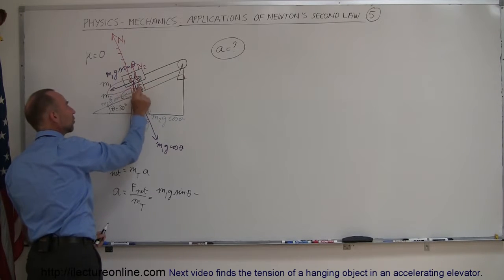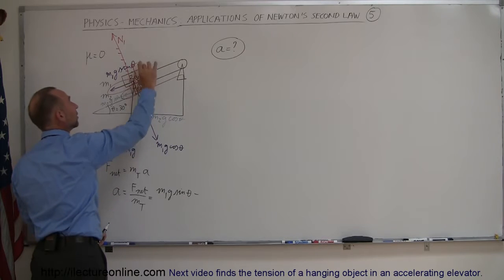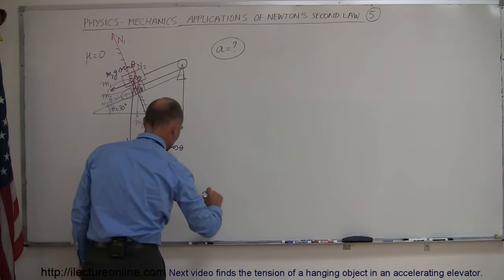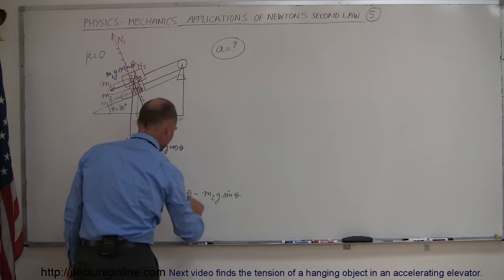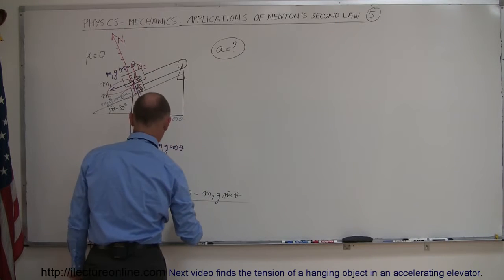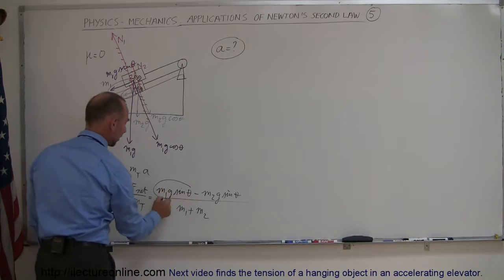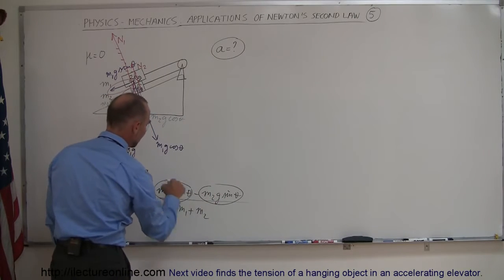So this one wants to slide this way, pulls on the string, tries to pull this one up, but this one is bigger. This one will pull this way, pulling that one up in the end. So this will be m2g sine of theta divided by the total mass, which would be m1 plus m2. All right, so this one aids in the acceleration. This one opposes the acceleration. That makes it a plus and a minus force.